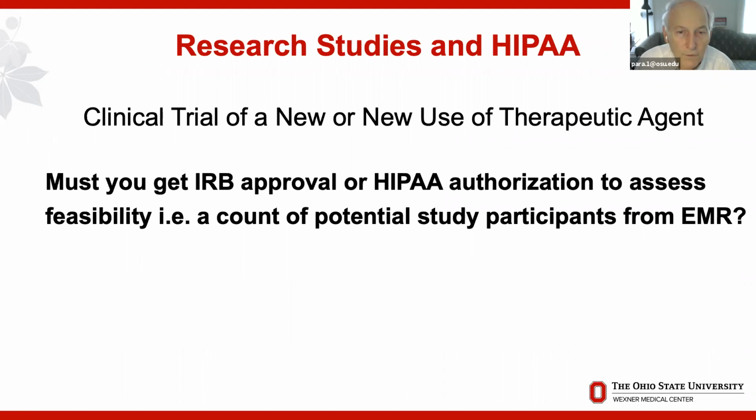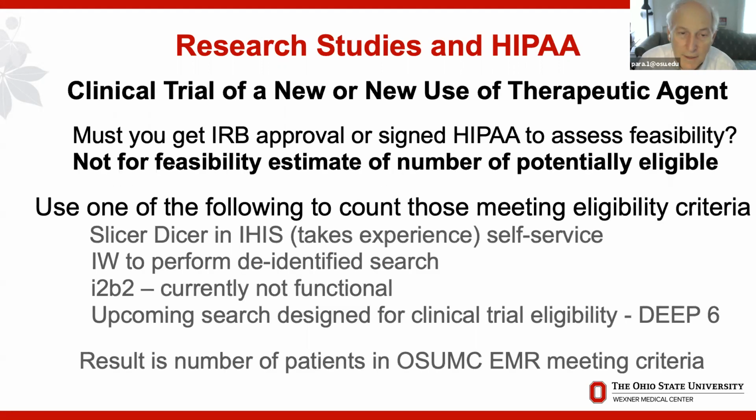Okay. What if you want to do a clinical trial of a new drug or a new use of a therapeutic agent? Must you get IRB approval or HIPAA authorization to assess feasibility? That is, I want to see if we have enough patients with this disease to do the study here. So you want to count. The answer is no, not for a feasibility estimate of the number of potentially eligible patients.